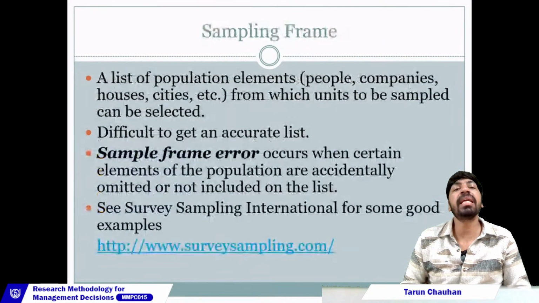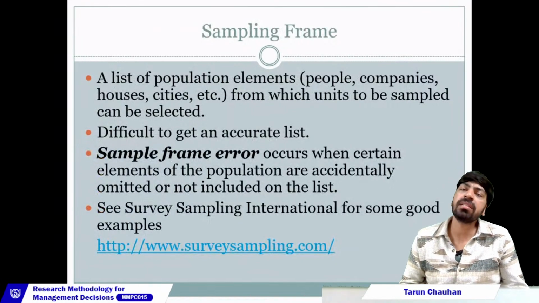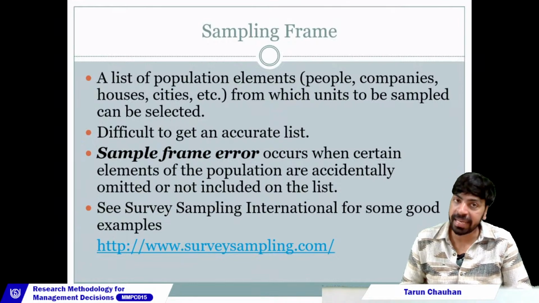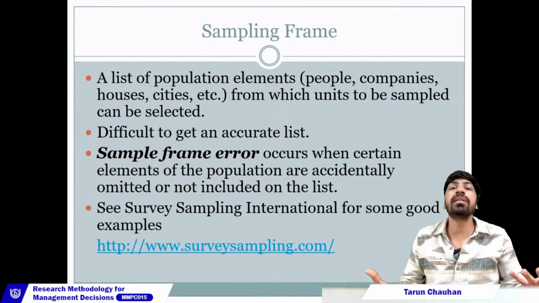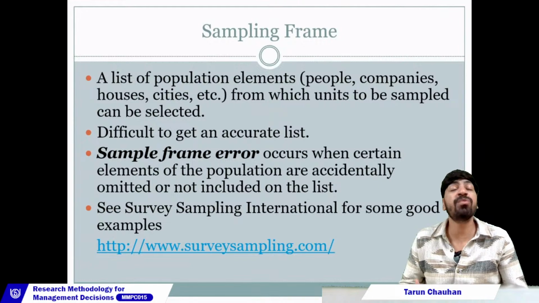Next one is the sampling frame, a list of population elements, that is people, companies, houses, cities, from where the units or the sample is to be collected, or where the units to be sampled can be selected. So that's called the sampling frame. But one of the disadvantages of the sampling frame is that it is very difficult to get an accurate list.